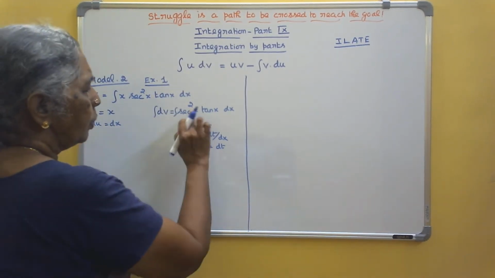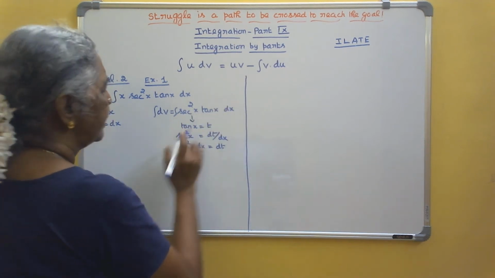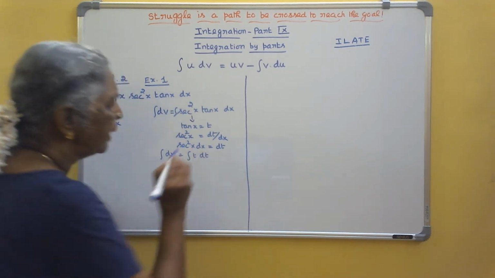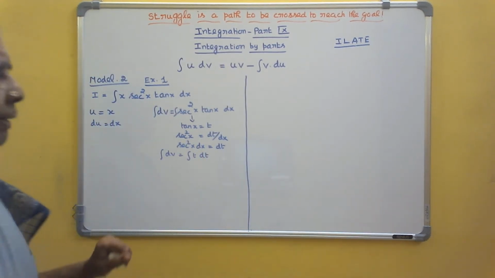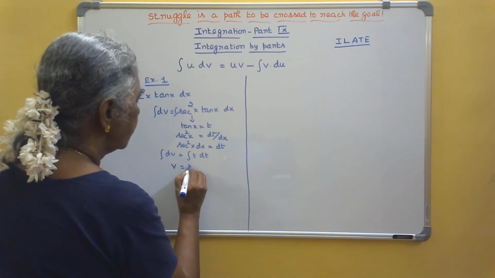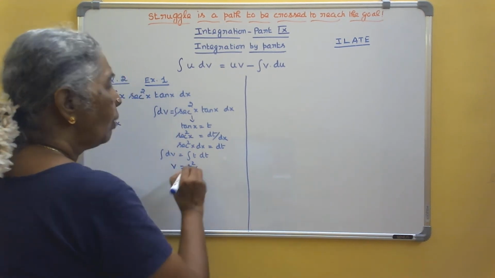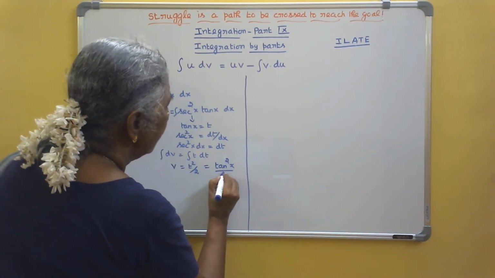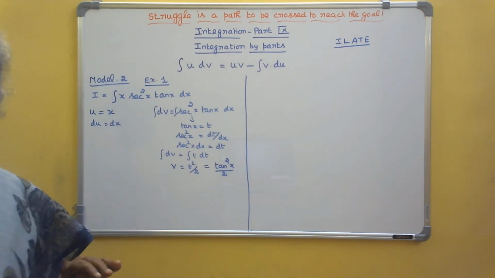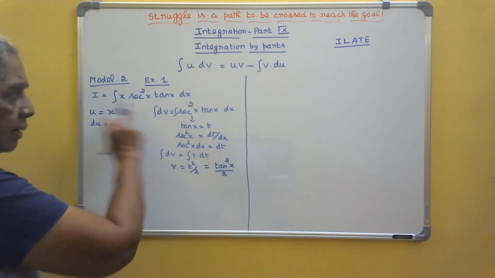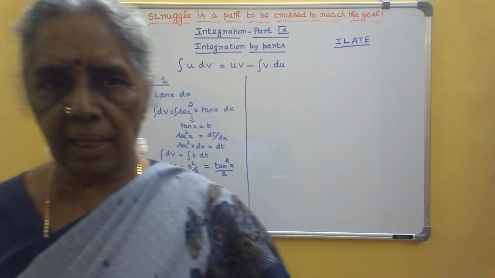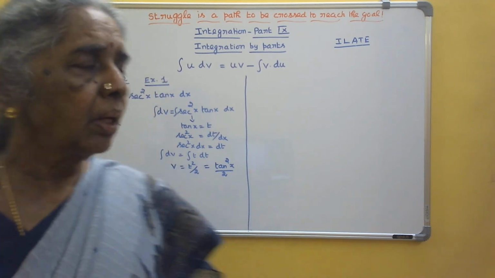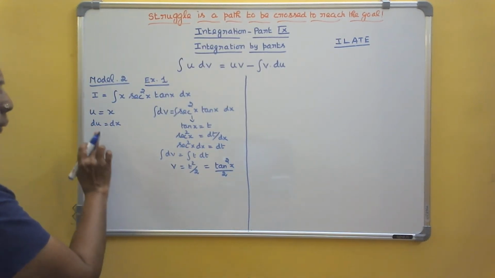So now you can see this is t, that is dt. So now you write integral dv is integral t dt. Now let us integrate. We will get v is equal to t squared by 2. What is t? t is tan x. So I will get tan squared x by 2. Is it clear? So in the dv part, to get v itself, we have to use some method. Here we have used substitution method, right? So now you know u, du, dv, v.